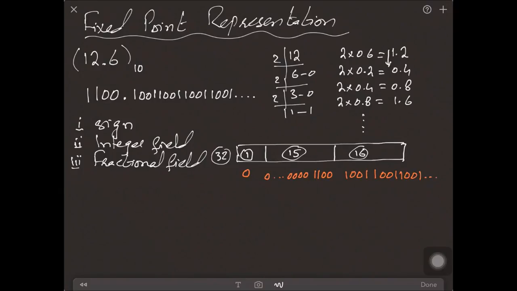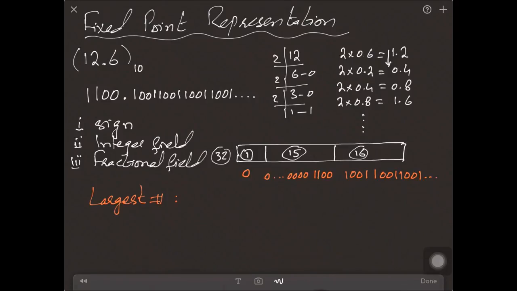So using this fixed point representation in 32 bits, what is the largest number that can be stored this way? The largest number that you can store is, let me change color again, 0, then we have 15 ones, and then we have 16 ones over here.